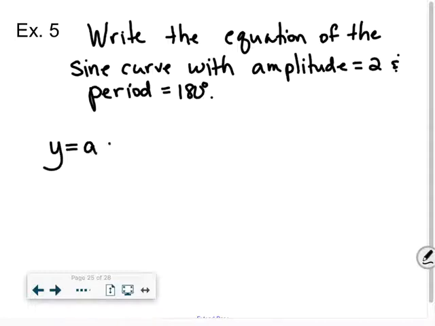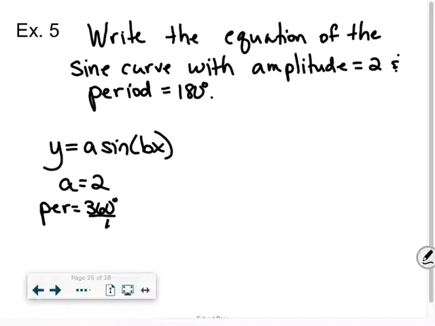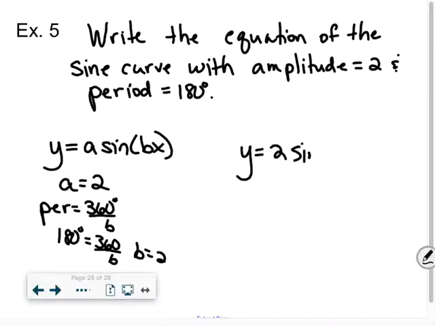The form is y equals a sine bx. A is your amplitude. And if they say the sine is a reflection, then your A is going to be negative. To get B, the period length is 360 over B. And this is 180. So B has to be 2. So this is going to be y equals 2 sine 2x.